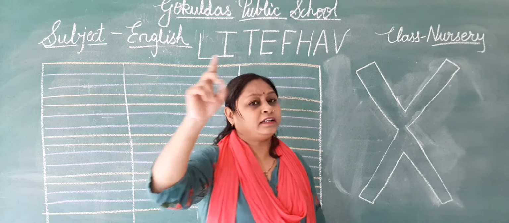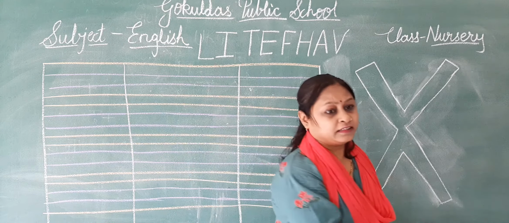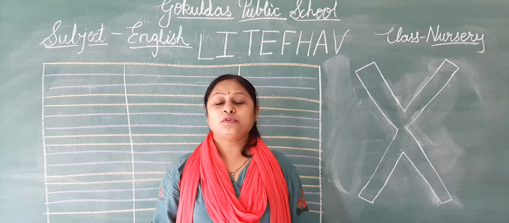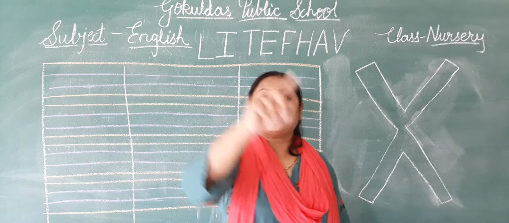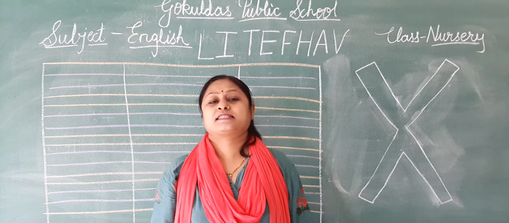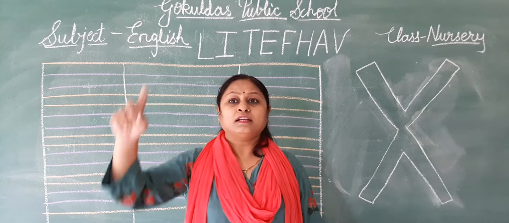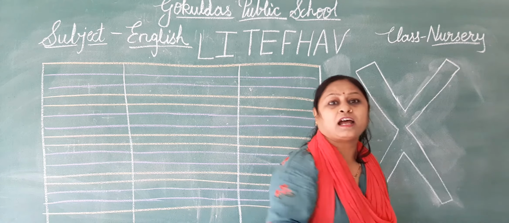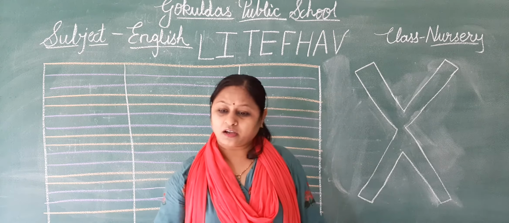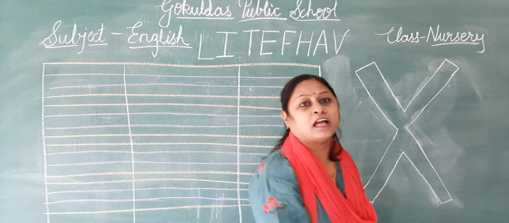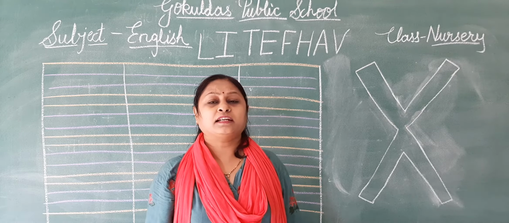So how will we write? Slanting line down, slanting line down, X. How will we write? Slanting line down, then again slanting line down. Make it, all of you. Slanting line down, slanting line down. X. Which letter is this? X.